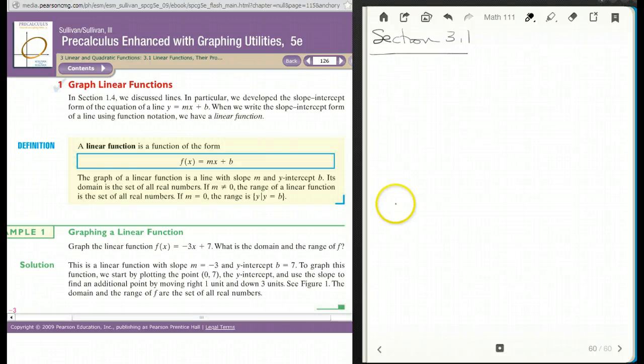Hi 111. In this video we're going to talk about section 3.1, which is discussing something we've already sort of thought about before, which is how to graph lines and what some of their characteristics are, but now we're going to think of them in a new way as functions.